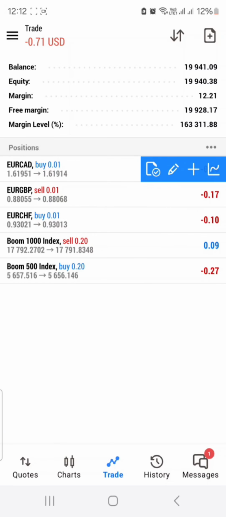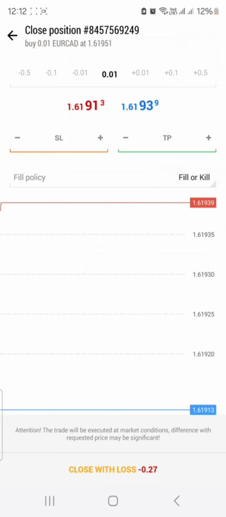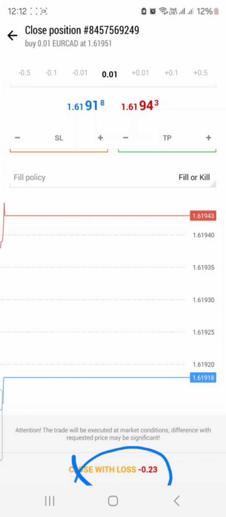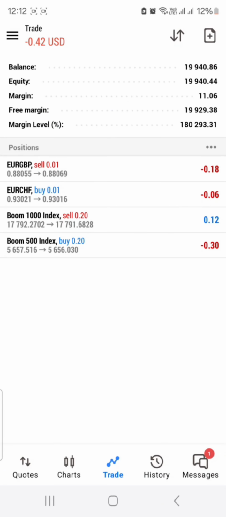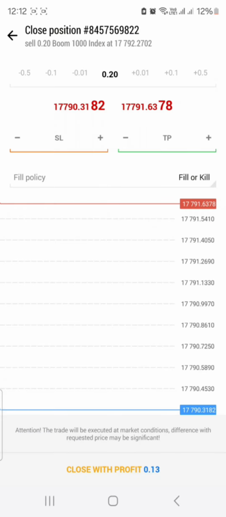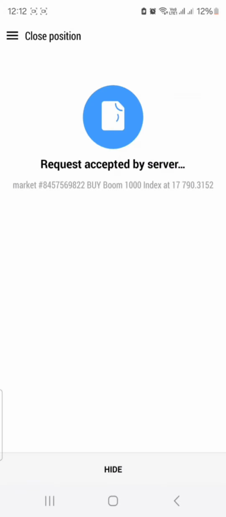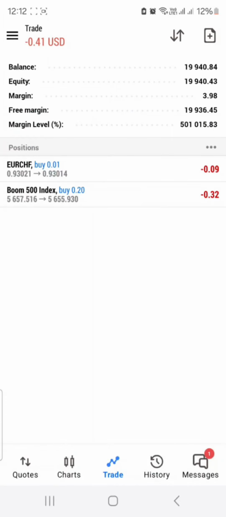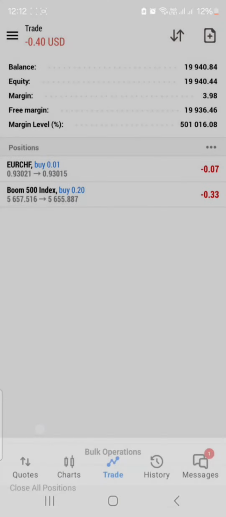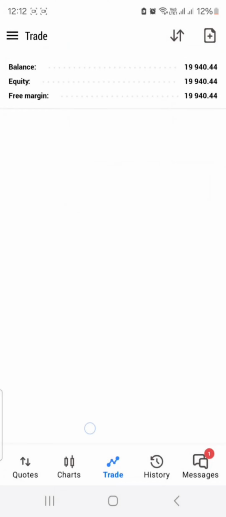You swipe next to it, you press this, it will tell you close with a loss, and then you select close with a loss. If you want to close this one with profit, you swipe there, and then you say close with profit. Just like that. Or you can press these three dots, and then you close all your predictions. If you have won, your balance will increase. If you have lost, your balance will decrease.